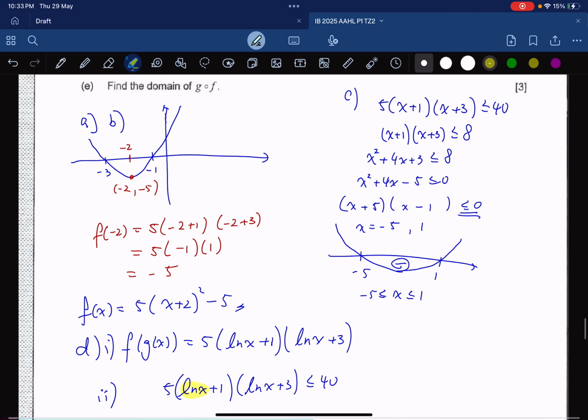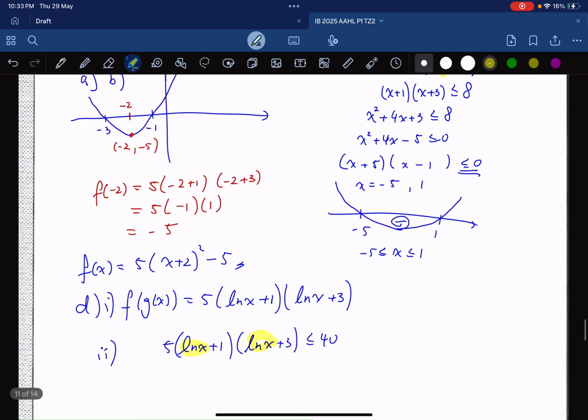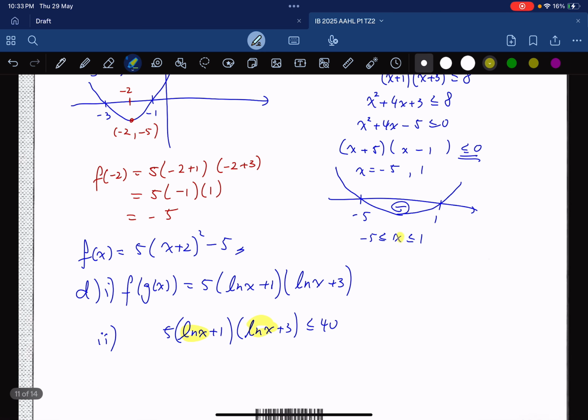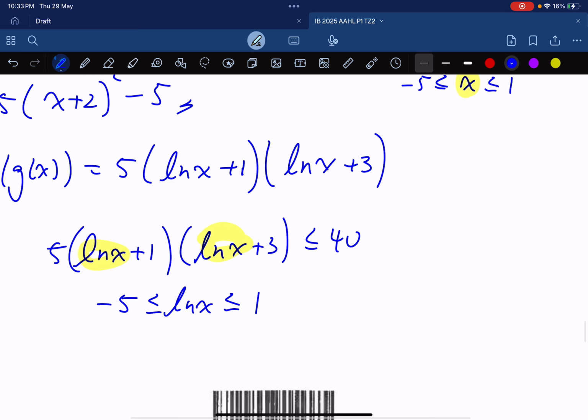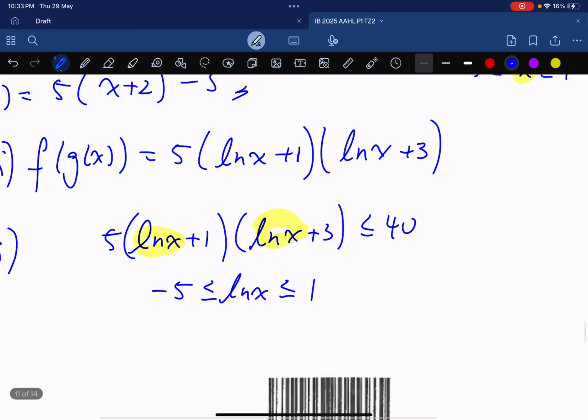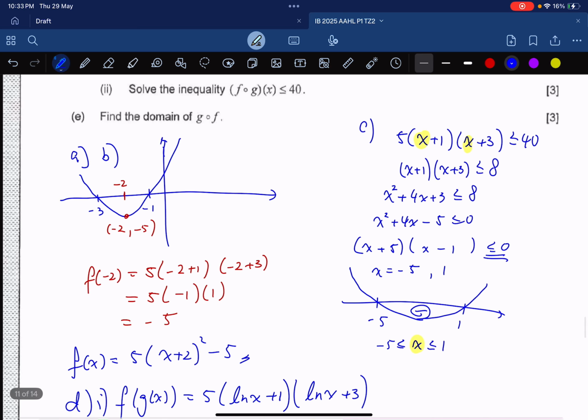But one thing I remind you is x is being replaced by ln x. So we just take the answer in here, so it becomes ln x between -5 and 1. To get rid of the ln, we raise every single thing we see here by e. So the middle becomes x, e^-5 is smaller than that, and smaller than e at the end. I think that's basically it. So part D done.